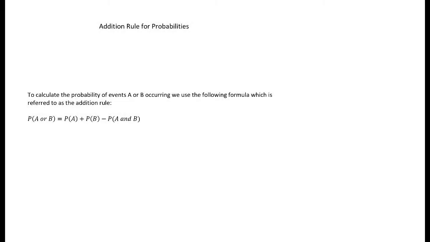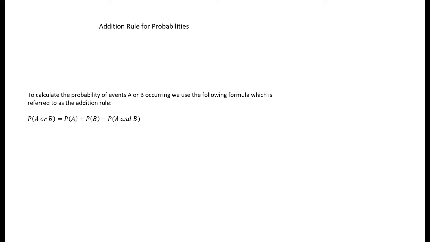Alright, so we're back with another quick video. This time we're going to be talking about the addition rule for probabilities. So in the last video we talked about how to calculate the probability of A and B. In this video we're going to talk about how we calculate the probability of A or B.